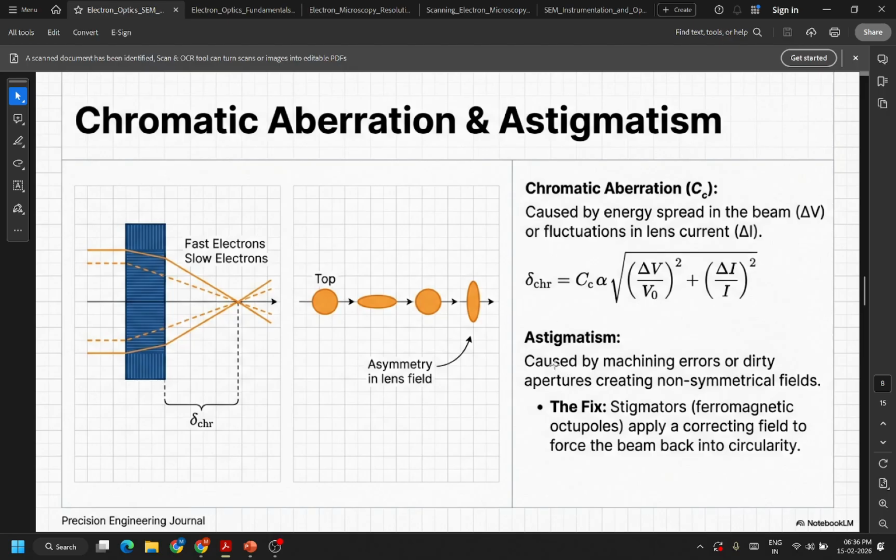Then you have astigmatism, which is caused by machining errors or dirty apertures, which create non-symmetric fields, which are elongated in one direction and not in the other. So for that, stigmators are used, which apply a correcting field to force the beam back to circularity.